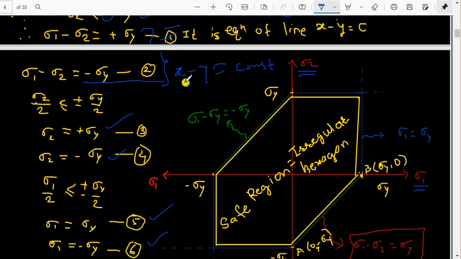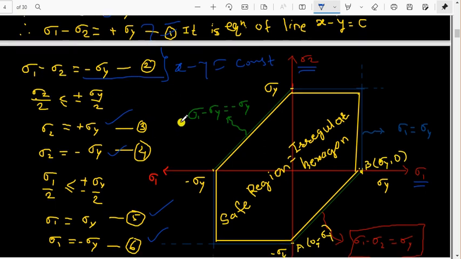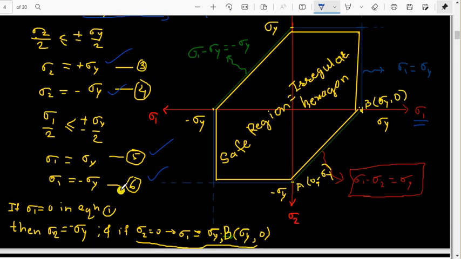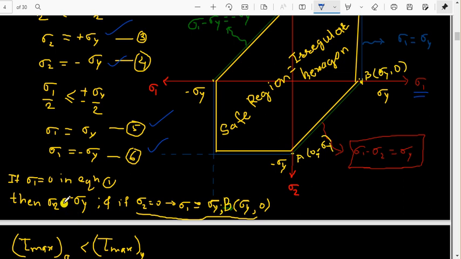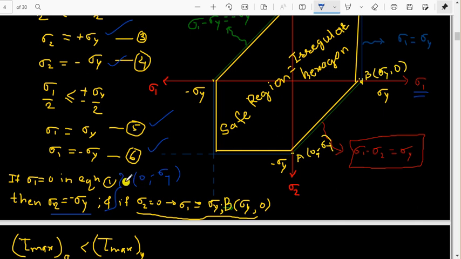So we will plot this straight line on the coordinate system. Let us put sigma 1 value equal to 0 for getting the points in this equation number 1. What we will get? We will get sigma 2 equal to minus sigma y. So from this we are getting the point 0, minus sigma y. This is point A. Now we will put sigma 2 equal to 0. Then we will get this point B.